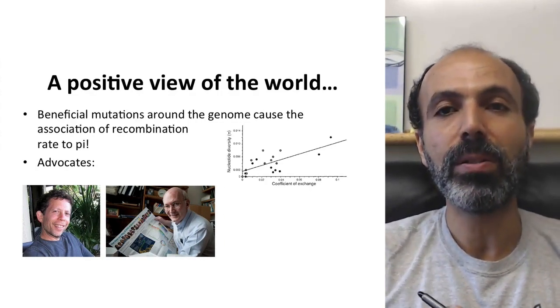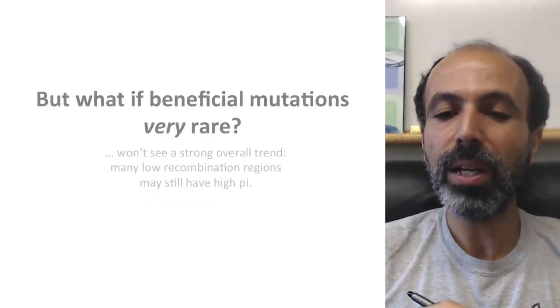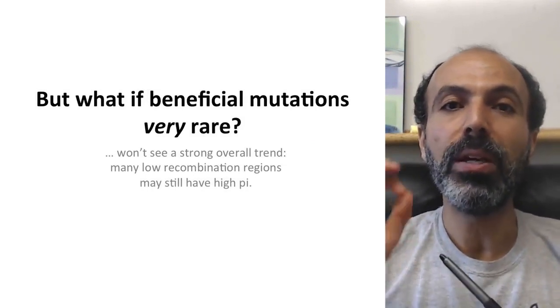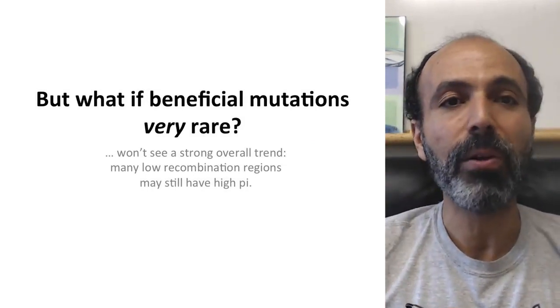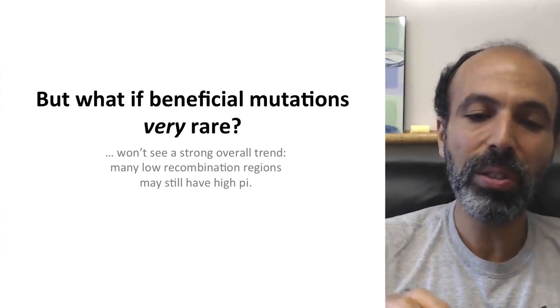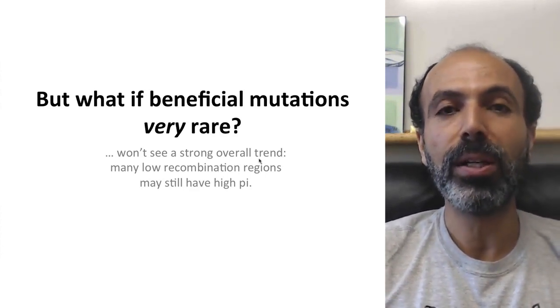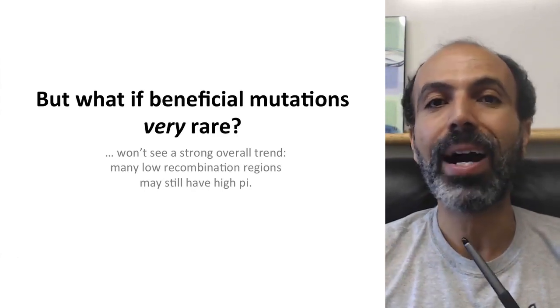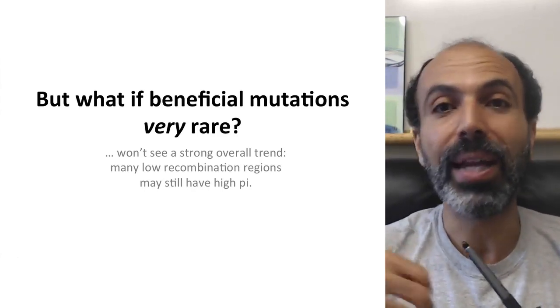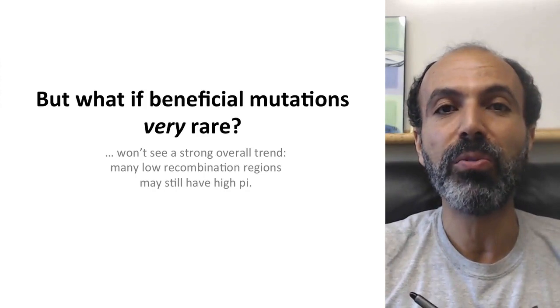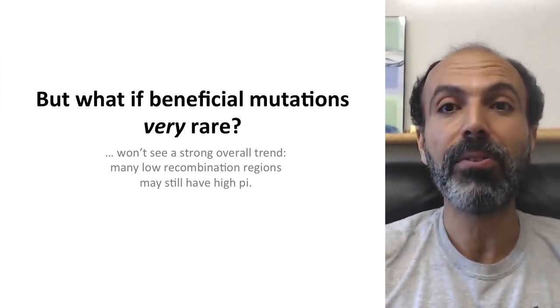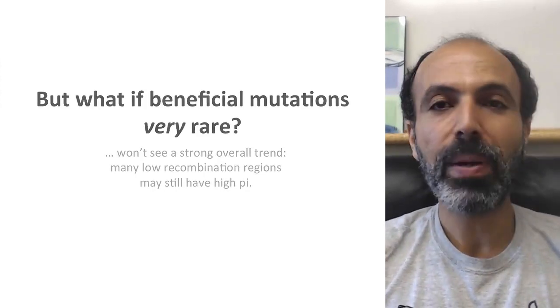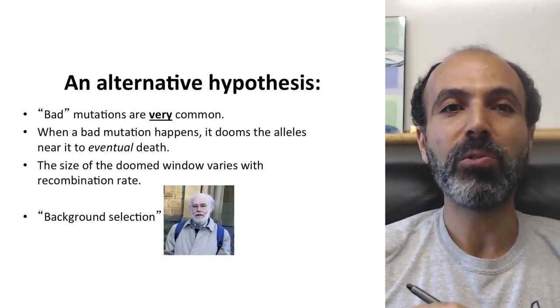and that's what causes this overall positive association. Now the question is, what if beneficial mutations are actually very rare? Not just somewhat rare, but very rare. Well, if that's true, then you won't actually see a very strong overall trend, because you'll have a lot of low recombination regions that may still have very high pi, right? If you're not having a selective sweep that's eliminating the neutral variation there, they might sustain a fairly high pi. Well, in response to this, an alternative hypothesis was posed by this fellow.